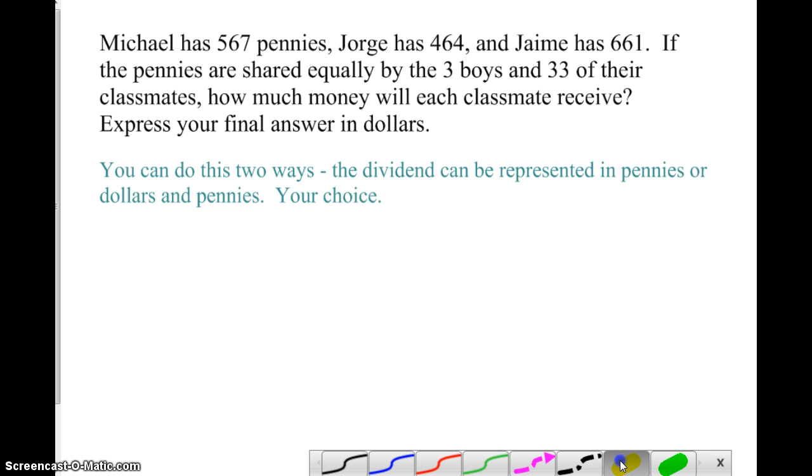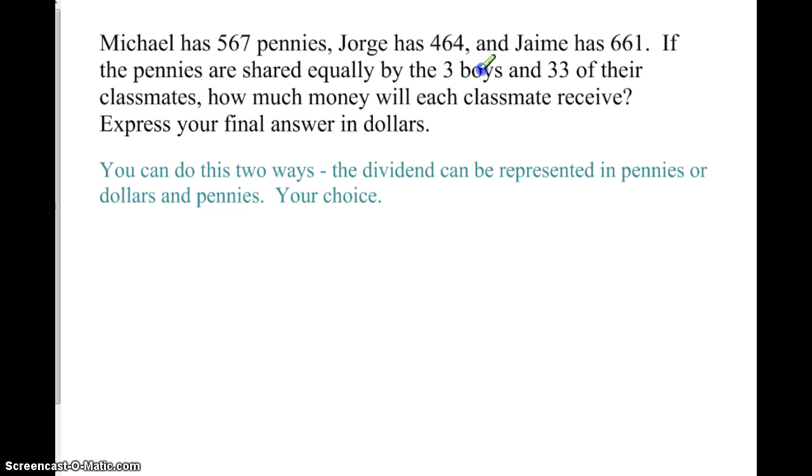So first let's talk about this. 3 boys and 33 of their classmates is what you're using as the divisor, not just 33. I agree with you that that language is confusing because it says each classmate, but they're throwing these 3 boys into the classmates. Okay? So you have a choice. You could do this in two ways. The dividend can be expressed or represented by pennies or dollars and pennies. It's your choice. But the first thing you need to do is add up the total number of pennies. So go ahead and do that.